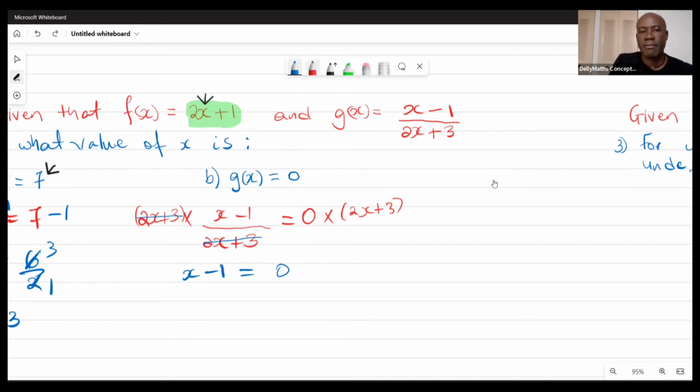From here, we're still solving. I'm going to be adding 1 to both sides. Finally, x is equal to 1. So if x is equal to 1, then g of x will be equal to 0.